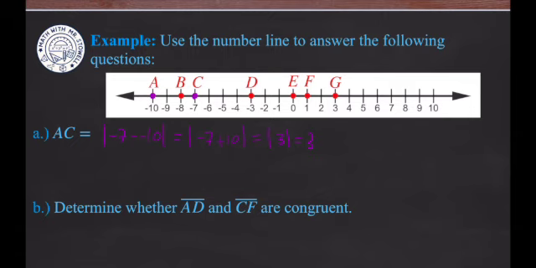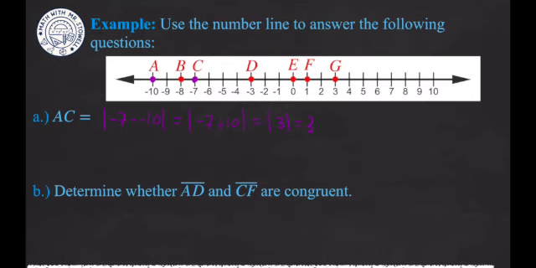Okay, part B. Determine whether line segment AD and line segment CF are congruent. Remember, congruent means that they have the same length, at least in terms of a line segment. Okay, so A to D. A going to D. A to D is negative 10, and we have negative 3. They're both negatives, so let's go ahead and just subtract. 10 minus 3 is 7.